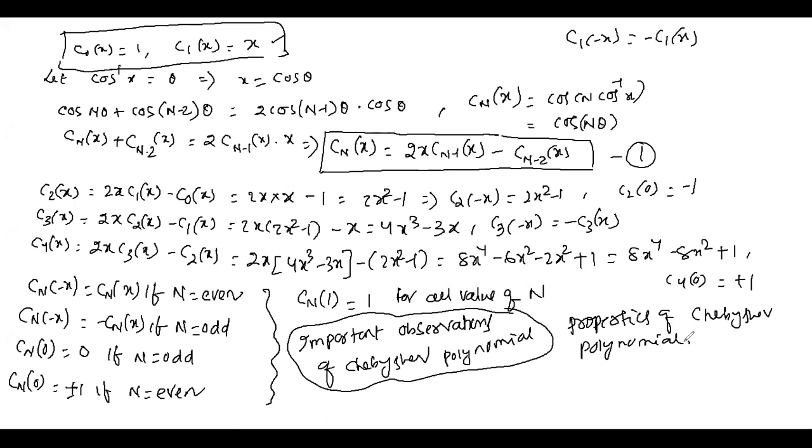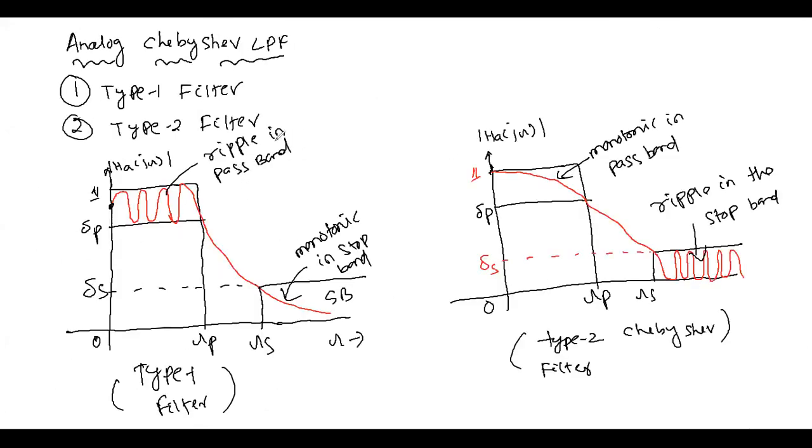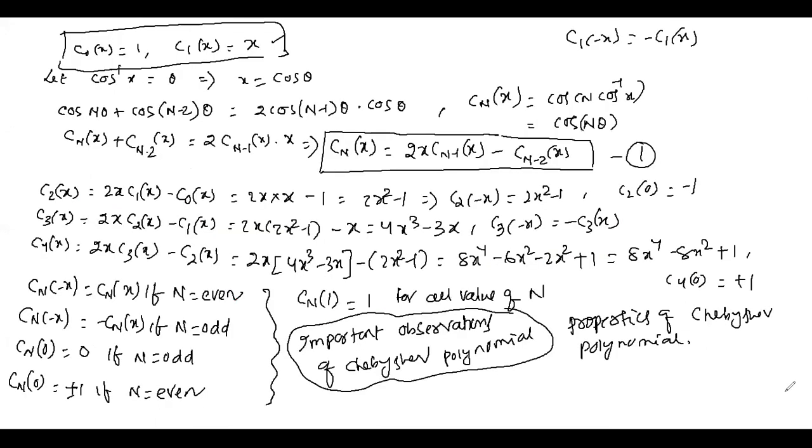Now, in the previous slide I said that the type 1 Chebyshev filter has ripple in the passband. Yes or not? I said that this type 1 Chebyshev filter has a ripple in the passband, but where this ripple will start, we will discuss later. Now we will say where the ripple will start.